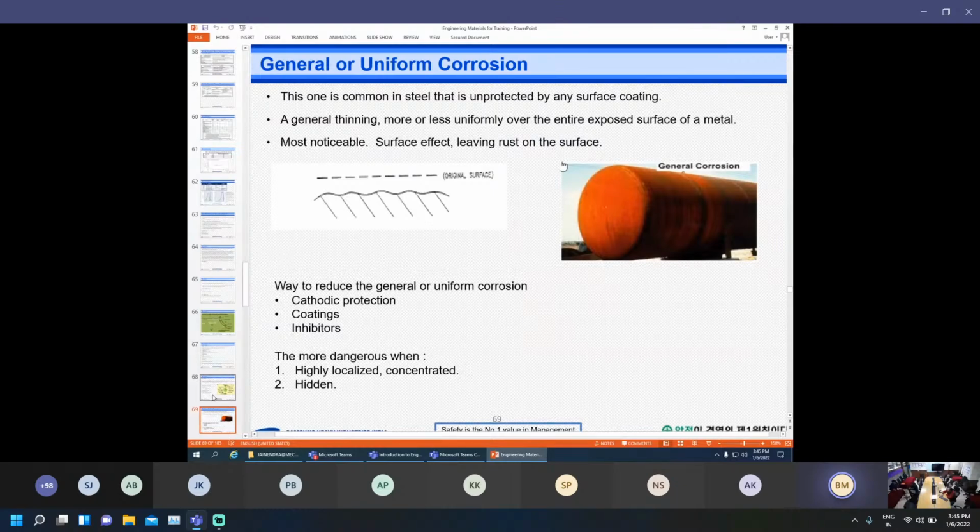General uniform corrosion. You can see in the right hand side picture, this pressure vessel is corroded. It is general corrosion, meaning rusting all over the surface. It can be countered with the help of cathodic protection, or by painting or coating the surface, or by using some inhibitors.